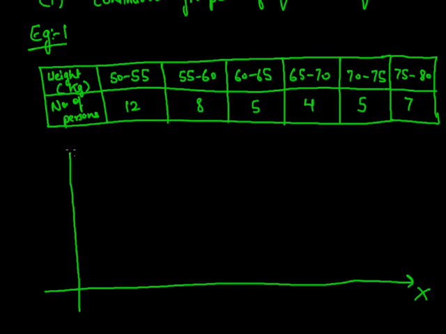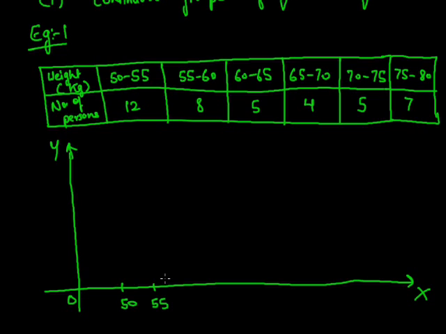This is the x-axis and y-axis. Now, as the weight is starting from 50, it is not necessary that the class interval will always start from 0 or 10. Sometimes the class interval, like in this case, starts from 50. So we'll also start from 50 and go up to 55, because the first class interval is 50 to 55. You are seeing that the class size is the same throughout. That is, class size is 5 throughout. So there will be no problem in making the histogram.